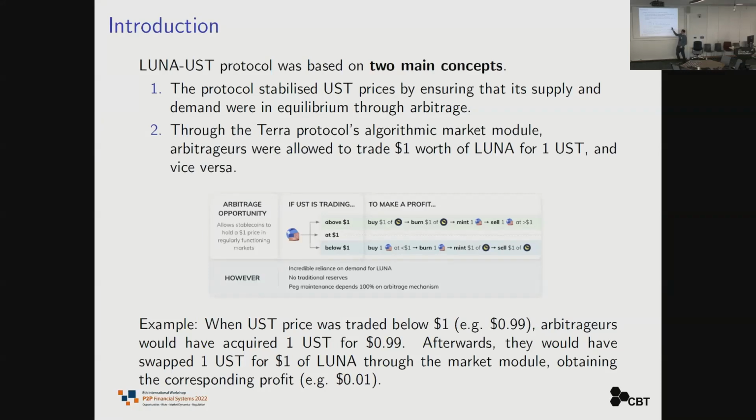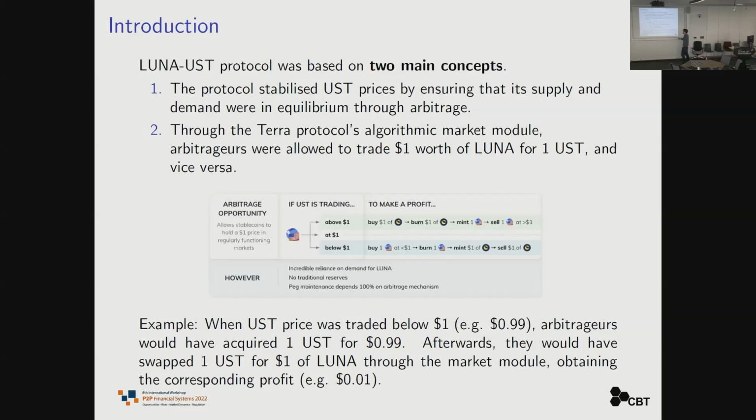And the second point, the more relevant one, is that through the Terra protocol AMM, the algorithmic market module, all the arbitrageurs were allowed to trade $1 worth of Luna for 1 UST. You have the figure here, but the simple example is that if you see that the UST price was below $1, for instance 99 cents, then you can acquire 1 UST for this price. Afterwards, you swap it for $1 of Luna, you sell Luna, and you take the profit.